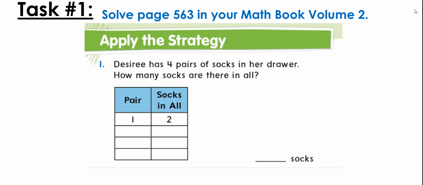The question says, Desiree has 4 pairs of socks in her drawer. How many socks are there in all? So remember to underline what you know and circle what you need to find. Desiree has 4 pairs of socks. Now remember that 1 pair means 2. So she has 4 pairs and the pattern will go here.